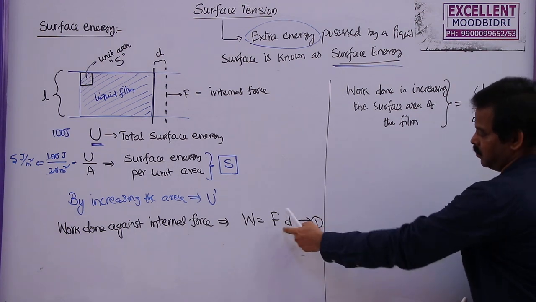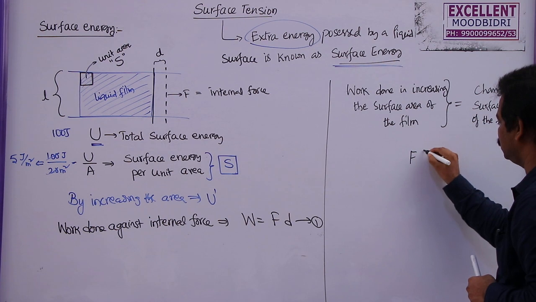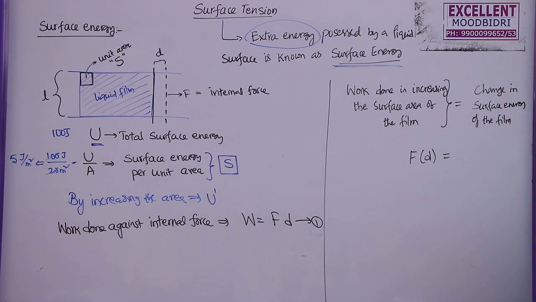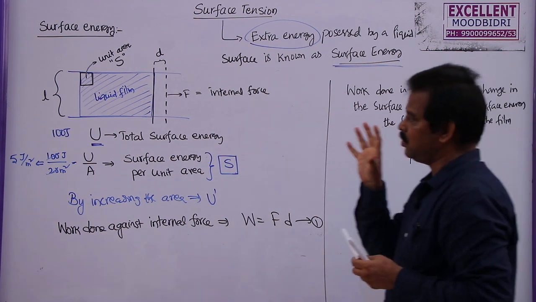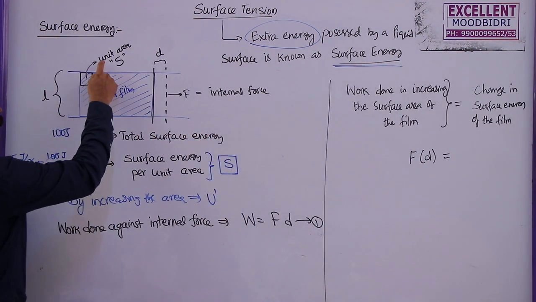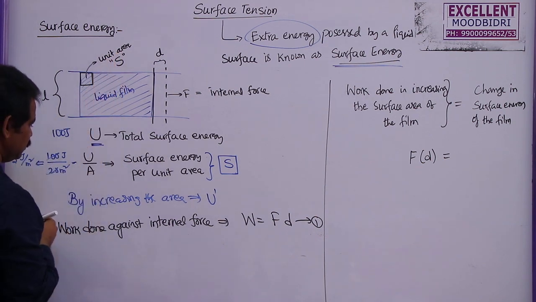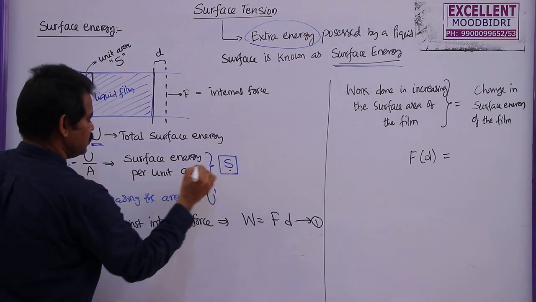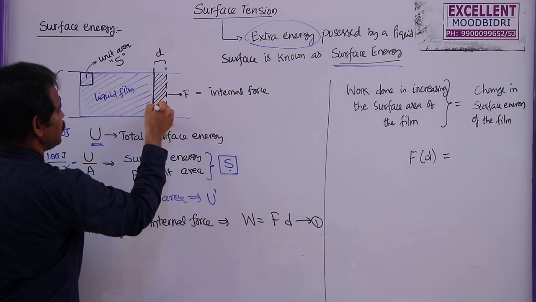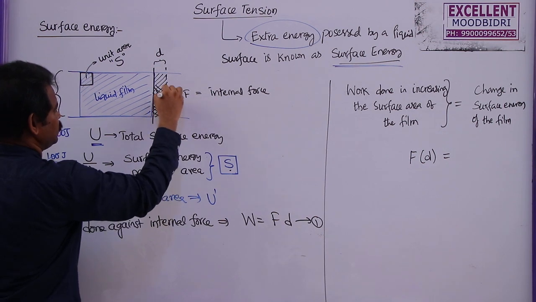So what is the work done? We know this formula, force into displacement, equal to the increase in surface energy. If you know the surface energy, we know energy per unit area is S. Here I have written S is the energy per unit area. Let us say the area increased by this much. This is the increase in area by moving this rod on these two gliders.